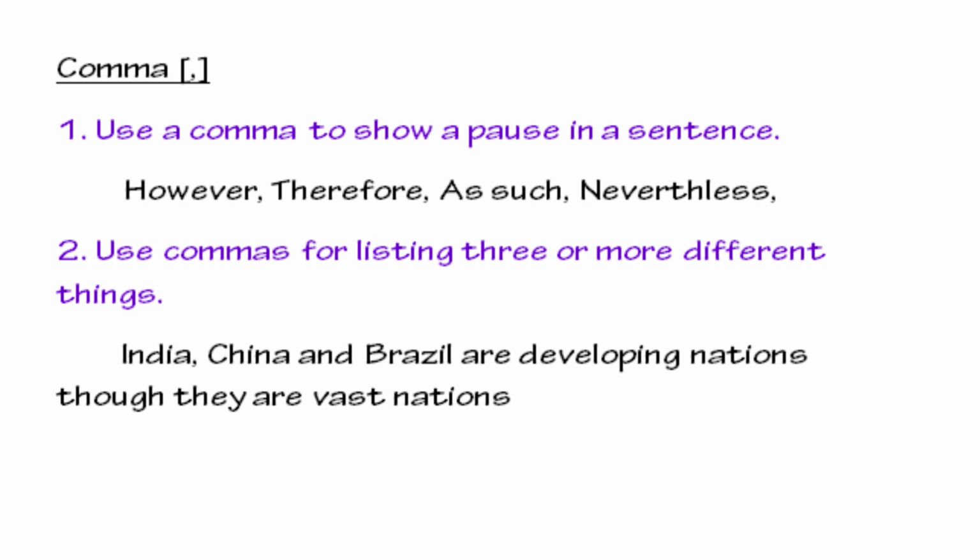For example, India, China, and Brazil are developing nations, though they are vast nations. So you should put a comma just after India. Since there are 3 items, then you have to put a comma in between the first 2. If there are 4 items, you have to put a comma again after China, right?